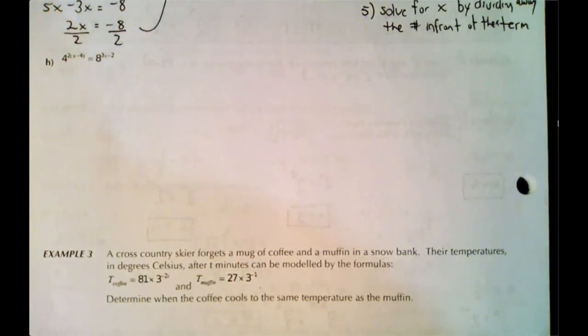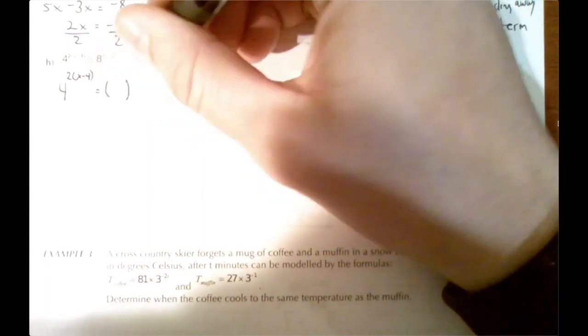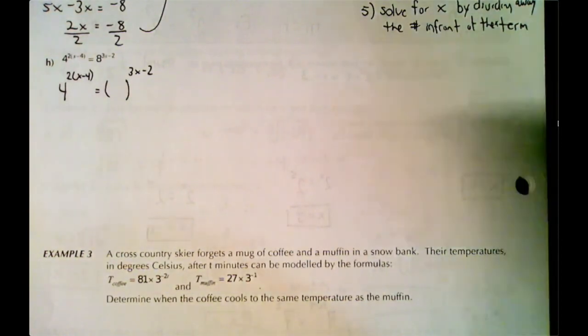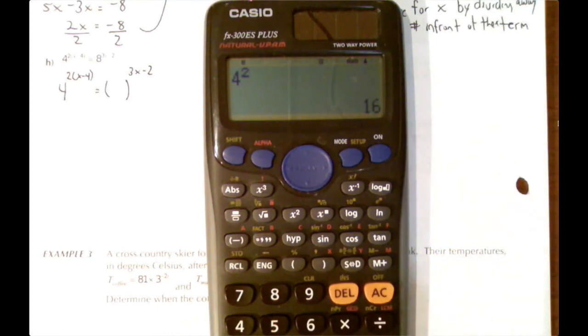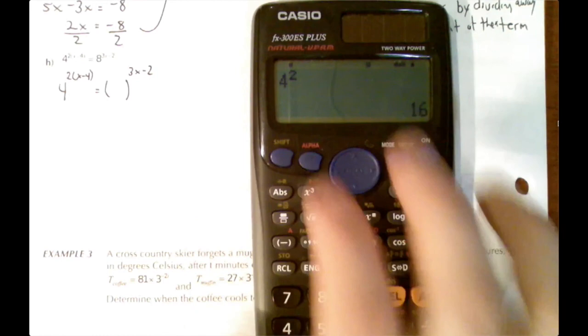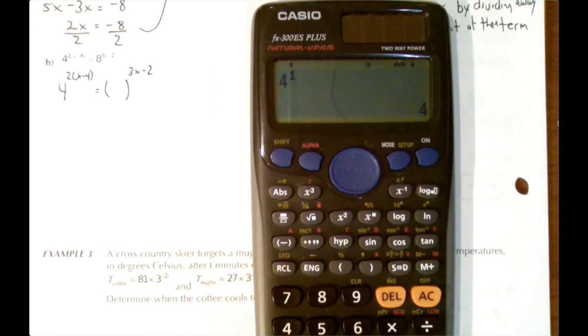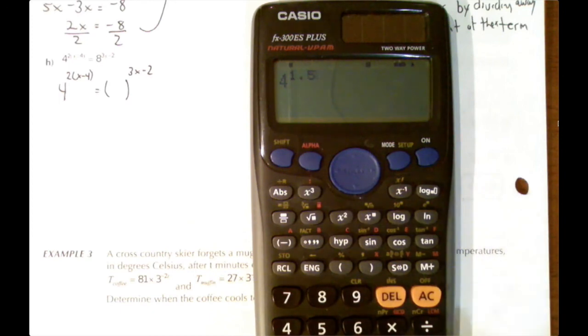So we got a base of 4 and a base of 8. We're not going to change the 4, but we are going to change the 8. So 4 to the exponent something is 8. Let's check. 4 to the exponent 2 is 16. That's bigger than 8, so it's got to be something smaller than 2. But 4 to the exponent 1 is 4. So it's something between 1 and 2. Let's try 1.5. There it is. 4 to the exponent 1.5.